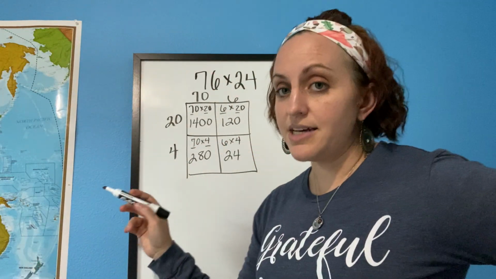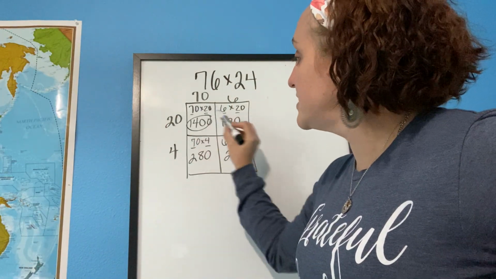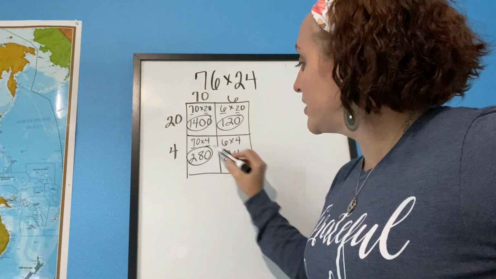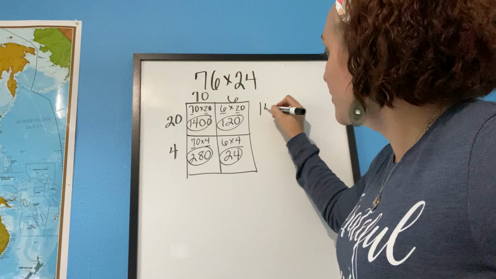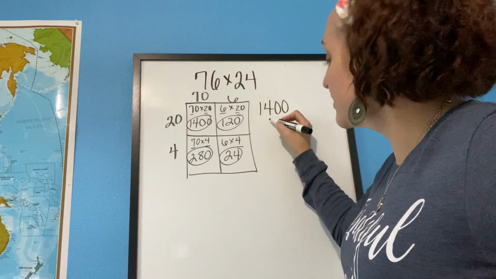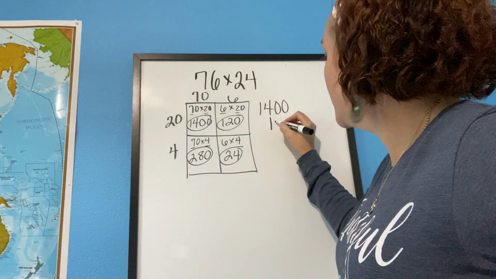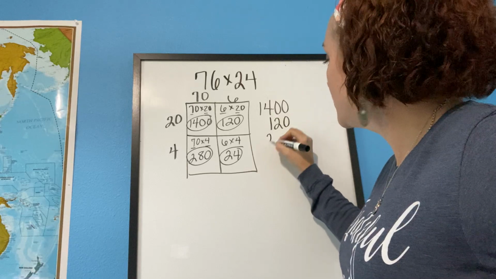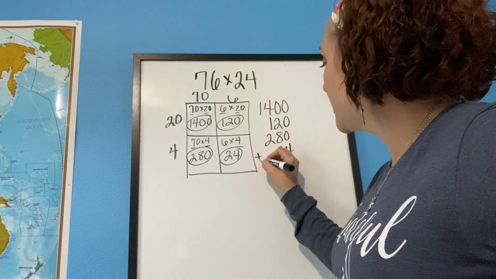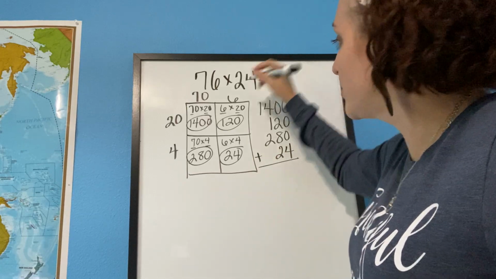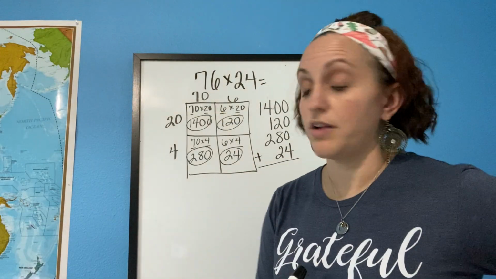Now my last step is to add together my partial products. So I have 1,400, 120, 280, and 24. When I add that together, I will find the product of 76 times 24.